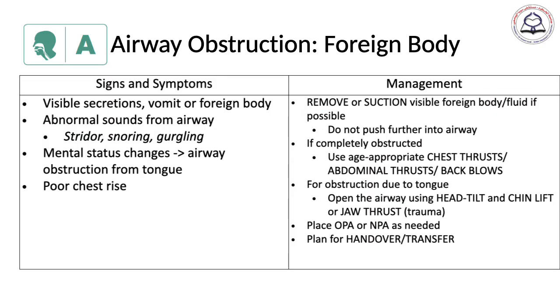Patients with airway obstruction due to a foreign body show the following signs. Sometimes you see visible secretions, vomitus, or a foreign body. They will have abnormal sounds from the airway: stridor, snoring, gargling. Patients with changes in mental status, where sometimes the tongue can obstruct the airway, you see these patients are comatose. And when the airway is obstructed, you see poor chest movement.